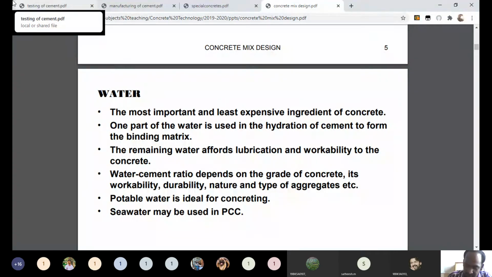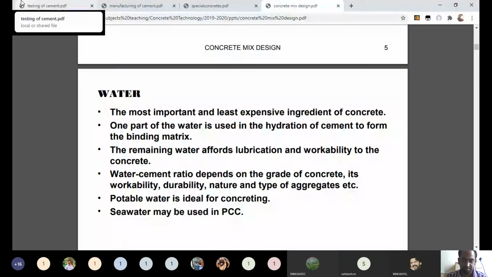Understand? And one more thing we should know, that the water to be used for concrete should not be too acidic in nature, and also it should not be too alkaline in nature. If it is acidic, the acids present in water can react with cement and produce some harmful products. If it is too alkaline, the bases present in water can react with the cement and produce some harmful products. So the water to be used for mixing concrete, its pH should be between 6.5 and 8.5. It should not be less than 6.5 and also it should not be greater than 8.5.